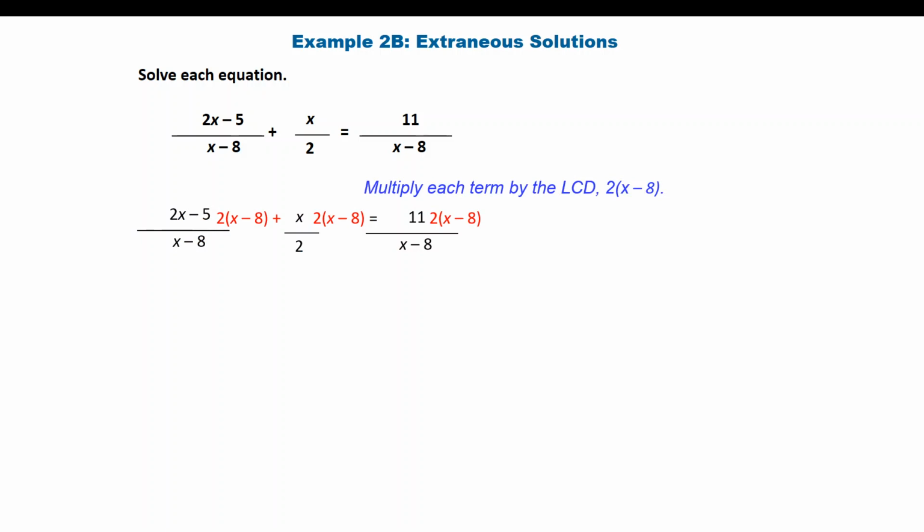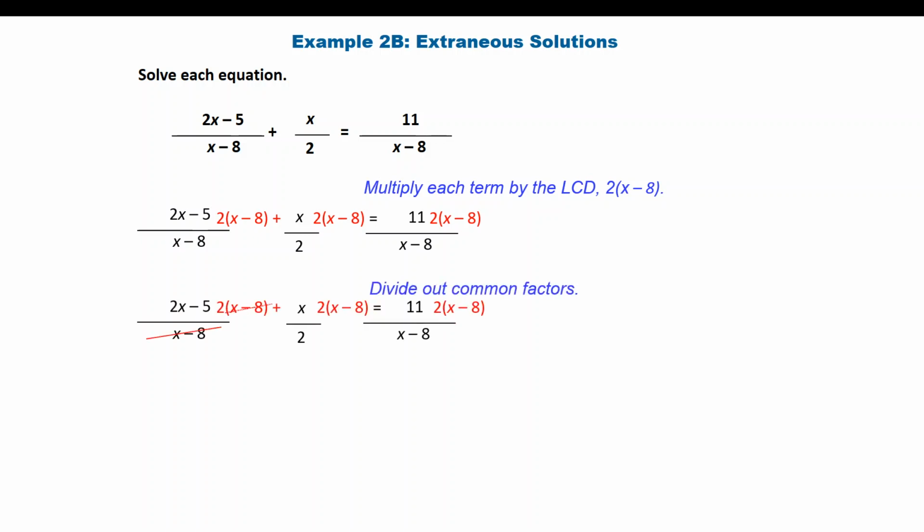Okay, take a look at that. Now, once I've multiplied each term by the least common denominator, I'm going to go ahead and divide out the common denominator. So I notice I have an x minus 8 here and an x minus 8 here. The 2's cancel out, and here the x minus 8 cancels out. So now what I need to do once I've canceled everything out is I'm going to go ahead and simplify.